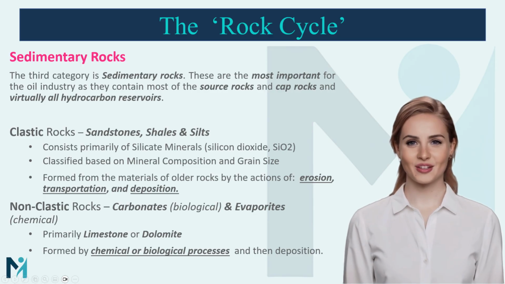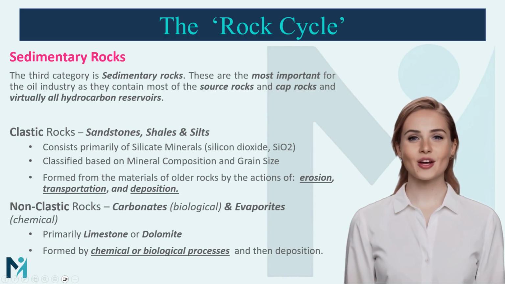Sandstones, for example, are key reservoir rocks because of their porosity and permeability, while shales are often the source rocks, rich in organic material. Understanding the grain size and sorting of these rocks is crucial because it directly impacts how fluids, like oil and gas, move through them. Now let's move on to non-clastic sedimentary rocks, which include carbonates and evaporites.